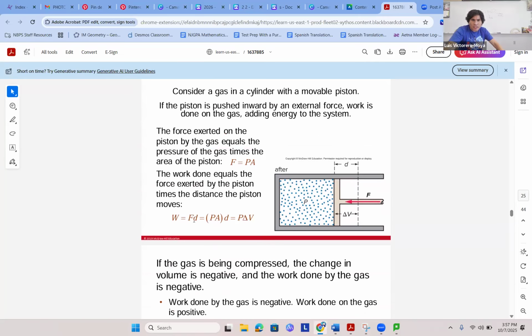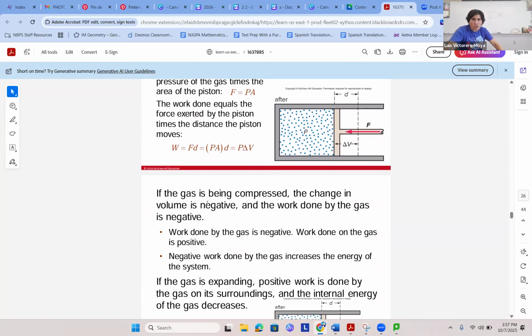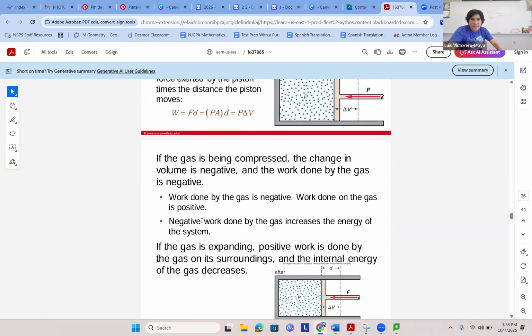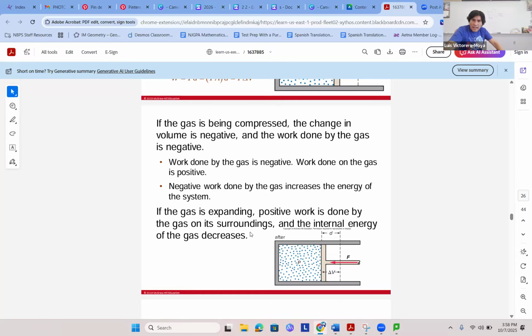Here's what I was talking about, the piston. If the gas is being compressed, the change in volume is negative, the work is negative. That makes sense. You are compressing the gas. Work done by the gas is negative. Negative work done by the gas increases the energy of the system, the internal energy of the system, because if the work is negative, that will add to the heat, and that will increase internal energy. If the gas is expanding, positive work is done by the gas, and the internal energy decreases.